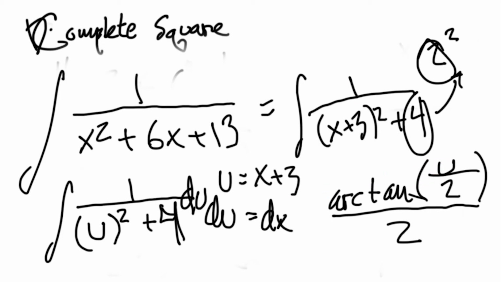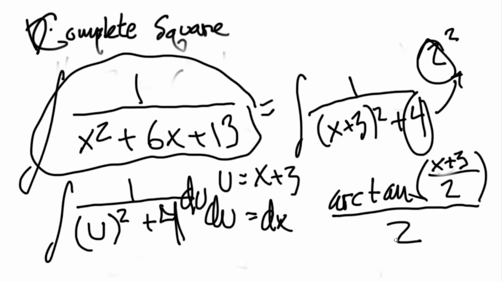When we sub our u back in, we get x plus 3, right? So the integral of this whole thing right here is just equal to arctan of x plus 3 over 2, divided by 2. That's the whole integral, plus c, of course. But we were able to figure this out because we were able to complete the square and simplify the expression and make it look more palatable, something that we could solve better.